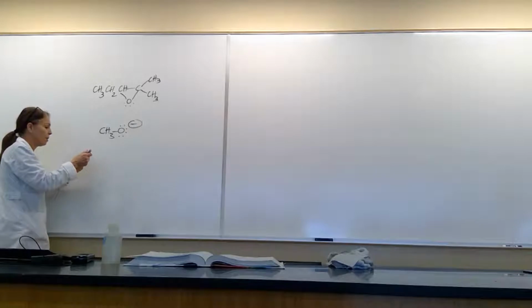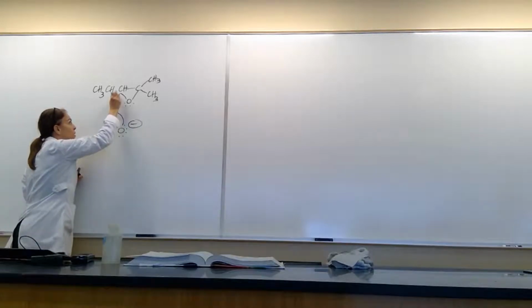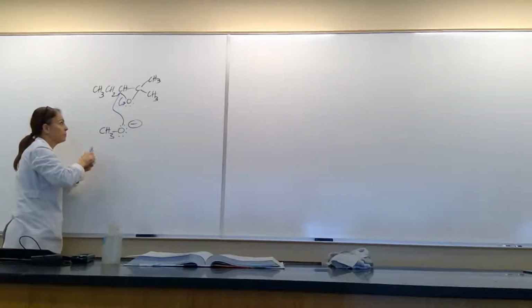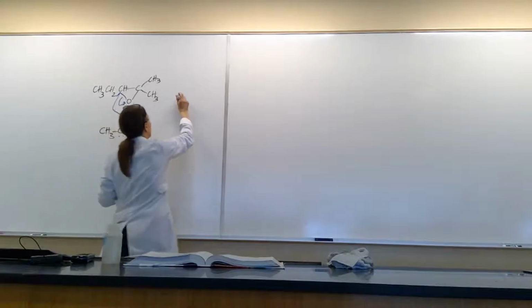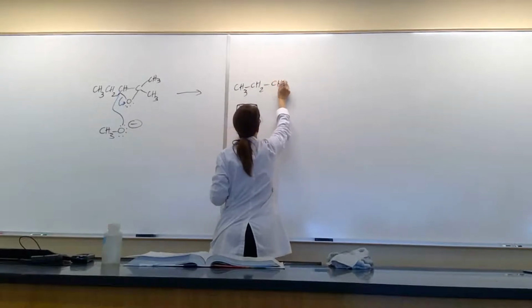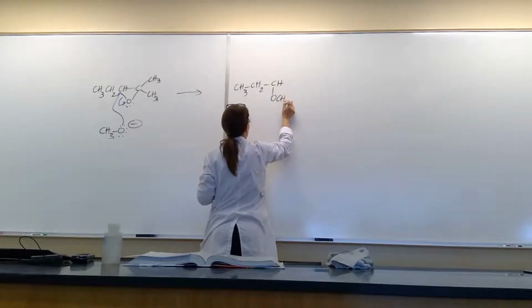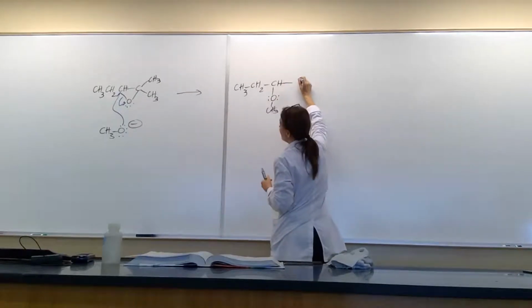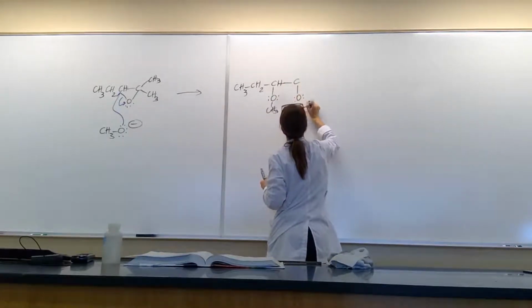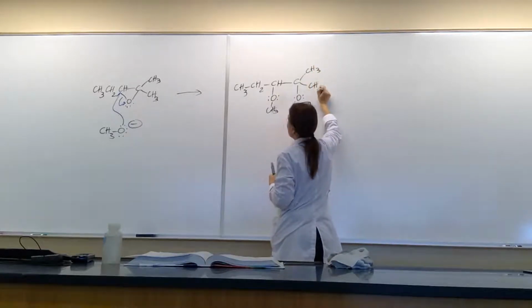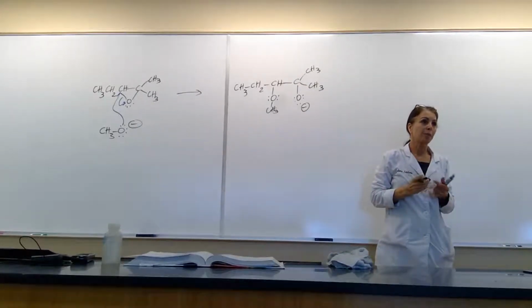So what's going to happen is this comes on this carbon and the oxygen takes the pair. So we end up with CH3, CH2, CH, OCH3. Write the CH3 down here. And then we have a C, O minus, CH3 CH3. That's your first step.